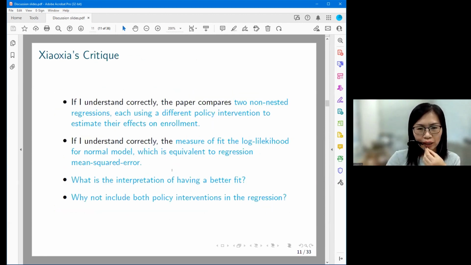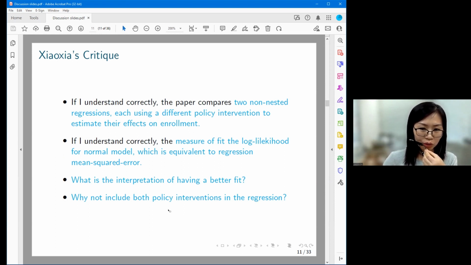Both assuming normal error, so the measure of fit is log likelihood, which is equivalent to regression mean squared error. There is an interpretation for that in the paper, but I have some trouble justifying using the model selection test in this context, even though as much as I like model selection tests, because this seems to be a causal inference framework.